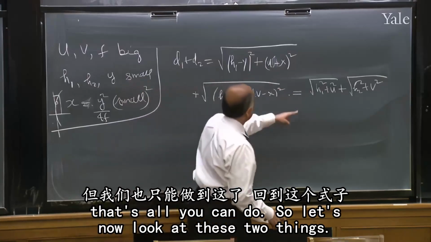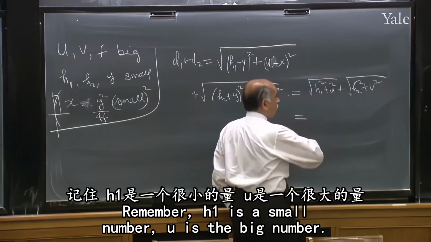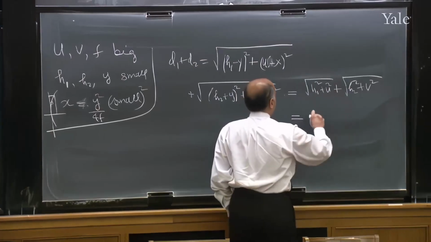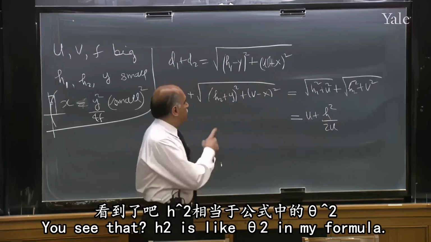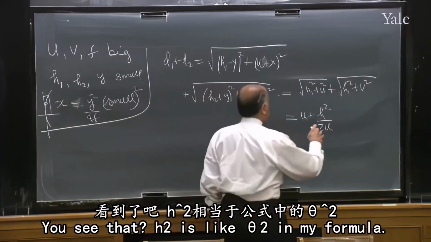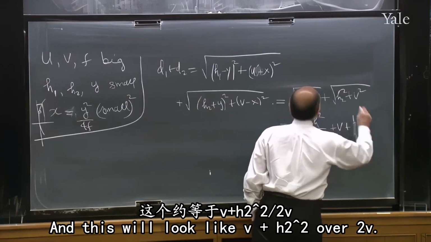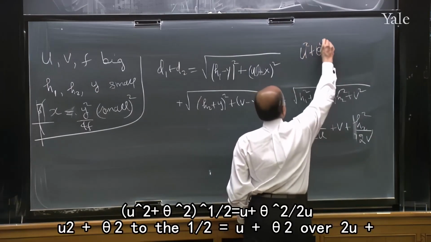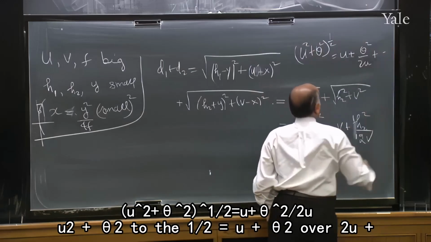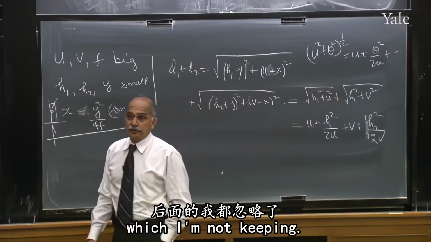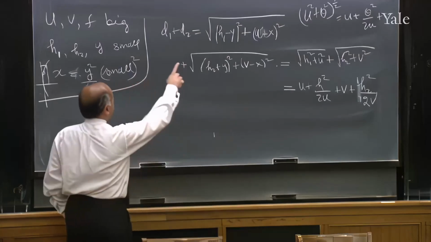So let's now look at these two things. Let me look at the right-hand side. It's very easy to do this one. I already paved the way for this. Remember, h1 is a small number. U is the big number. When you do this one, you will get u plus h1 squared over 2u. You see that? H squared is like theta squared in my formula. And this will look like v plus h2 squared over 2v. So the formula I'm using is u squared plus theta squared to the 1/2 is equal to u plus theta squared over 2u plus terms involving theta to the 4th and so on, which I'm not keeping. So the right-hand side is very easy to calculate. It's that.